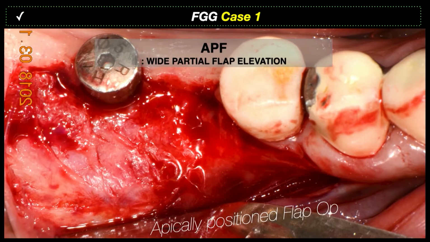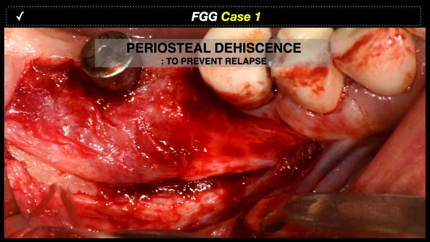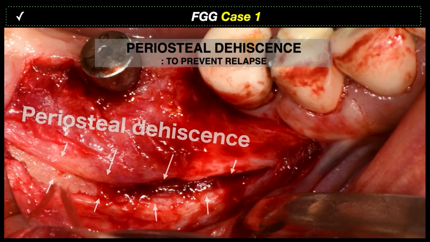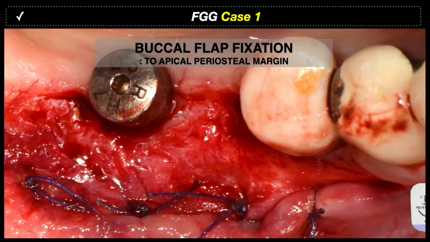For a free gingival graft, I have to perform APF prior to it. After partial flap elevation, in this case, I made a wide partial flap elevation of more than 10 millimeters, and I made a periosteal release. This periosteal release reduces the relapse tendency. So for reducing relapse, I always make the periosteal release on the apical side of the periosteum.